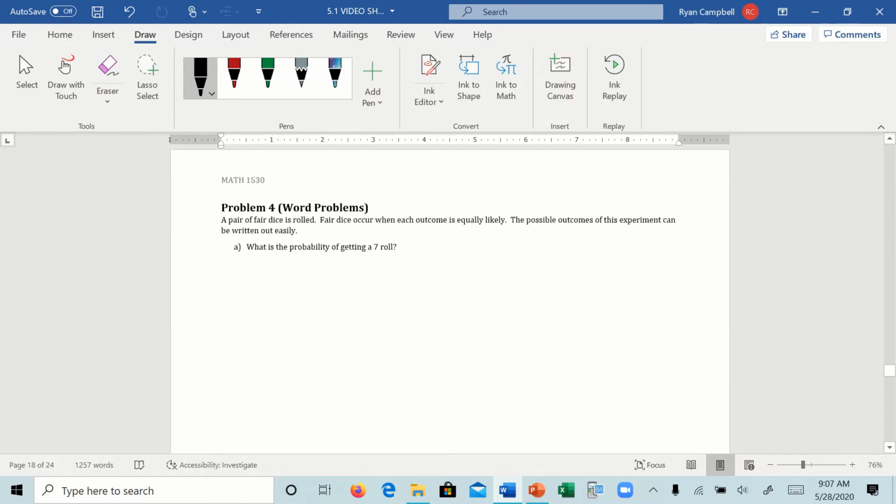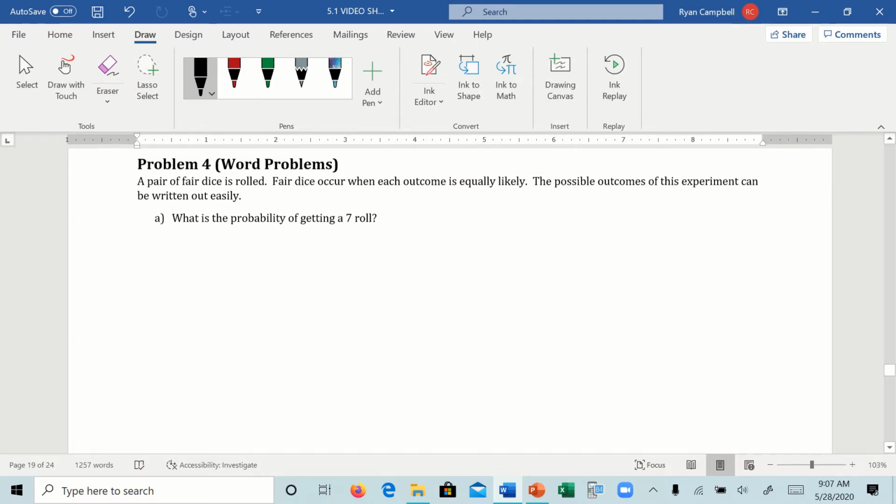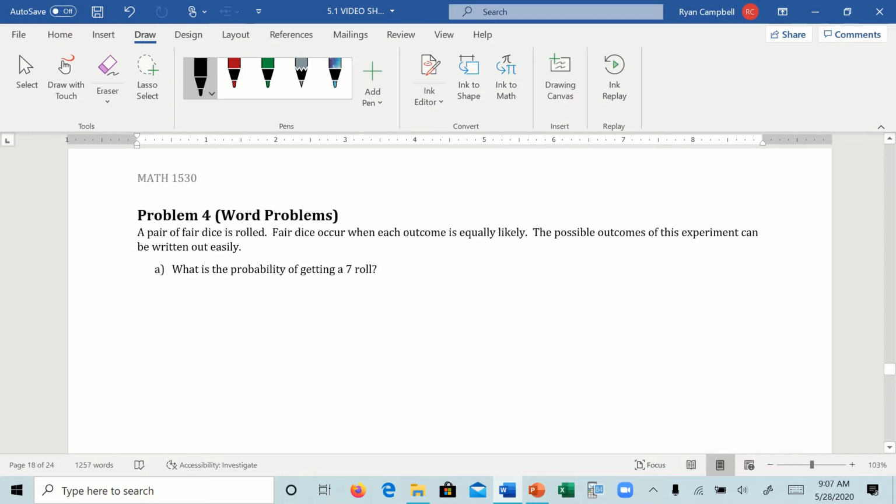Let's do some more examples. All right, so a fair die is rolled. Fair dice means that each outcome is equally likely. The possible outcomes of this experiment can be written out easily. So what is the probability of rolling a 7? Well, if you have 2 dice, what are all the outcomes? So remember, dice goes from 1 to 6 and 1 to 6. So if you add those together, our outcomes would be 2, 3, 4, 5, all the way up to how much? 12, right? 1 plus 1, 6 plus 6.